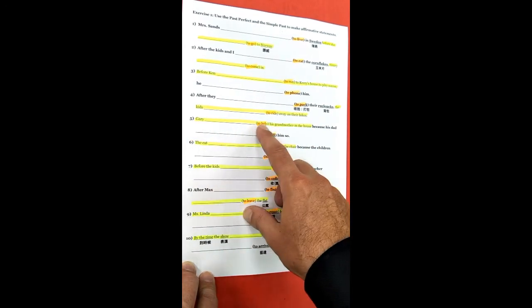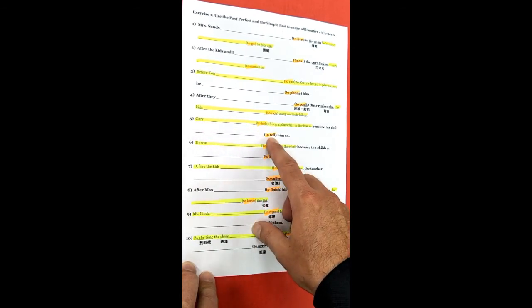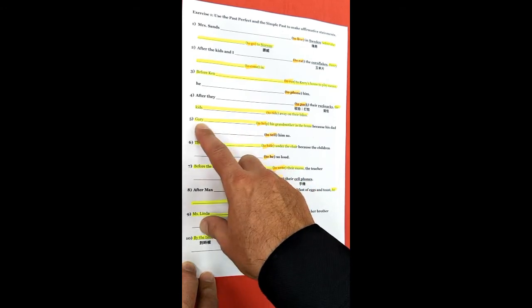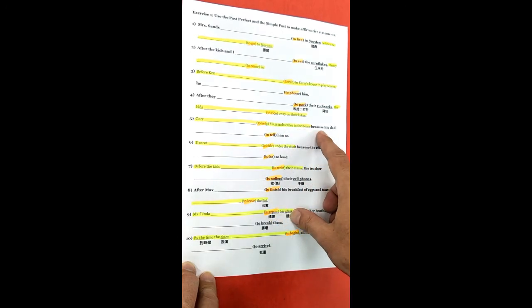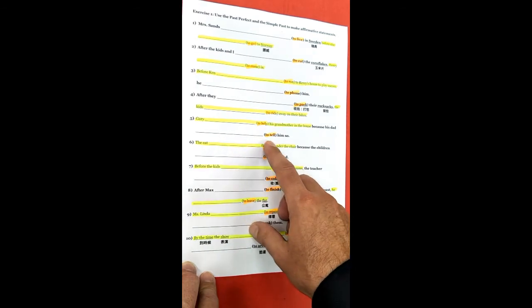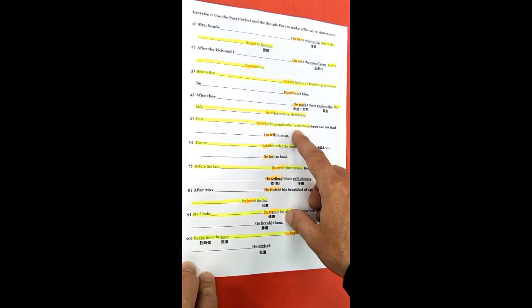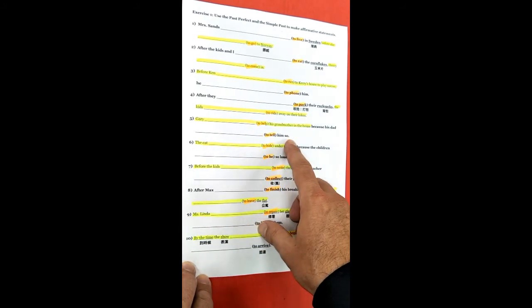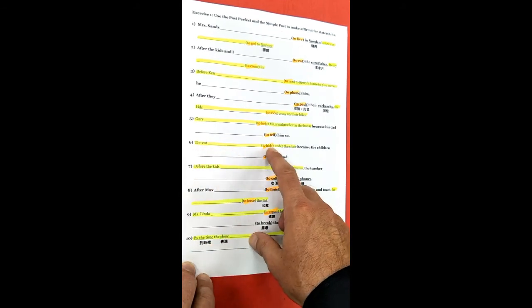Number 5, to help. Help, helped, helped. To tell. Tell, told, told. Gary helped his grandmother in the house because his dad had told him so.